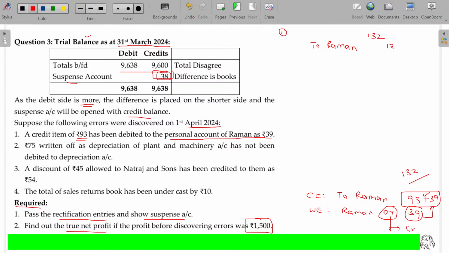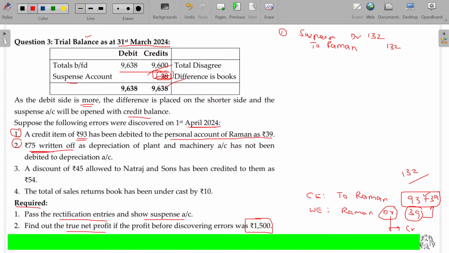132 credit, and the debit side is missing, no? Then it will be named as what? Suspense account. We came to know there is a difference of 38 rupees. By passing the first entry, we found that one of the reasons for the difference is this one. This 132 should be reversed. Also, the suspense account still has some balance, so we may need to find out the other errors also.